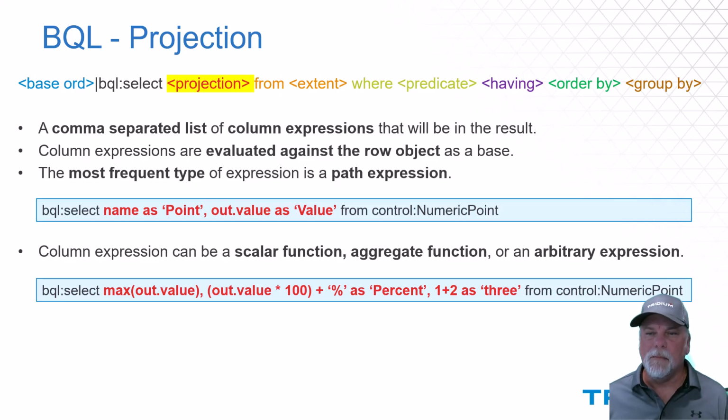So the most frequent type of expression, I would say, is probably a path expression, something like out.value or parent.name or things of that nature. However, you can also use scalar functions and aggregate functions, which we haven't talked about yet, but we'll cover those in the next video. And it can also be arbitrary expressions such as math, shown in this bottom query, such as out.value times 100 or simply 1 plus 2 as 3.